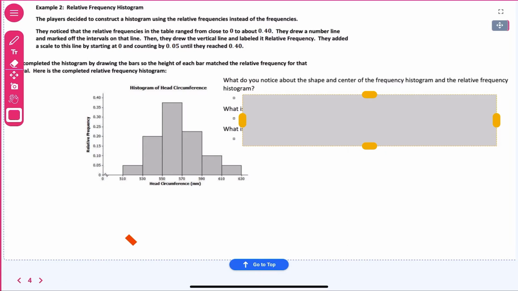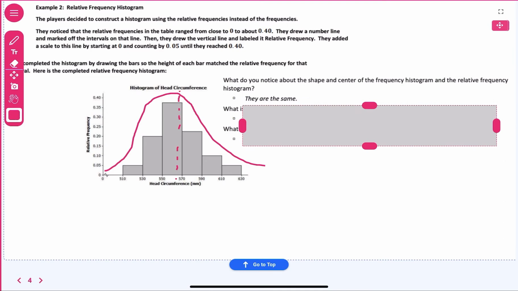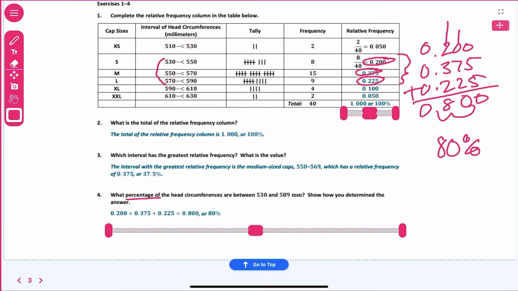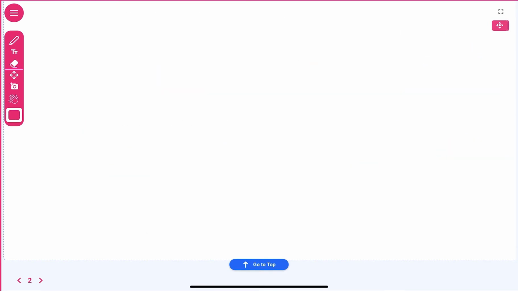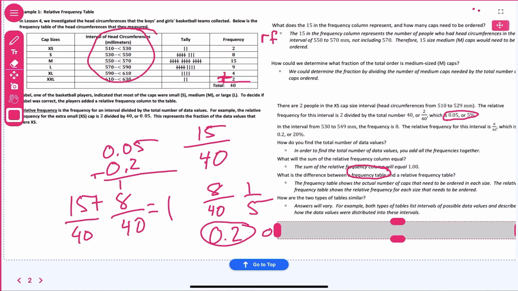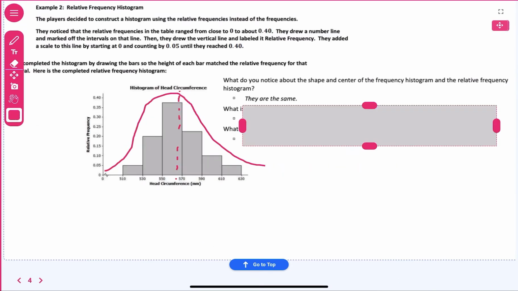Okay. So, the shape and the center. Well, I think it's easy to say that the center is somewhere around in here. And what is the shape? If we looked at that, we would say that they are about the same. We don't have the frequency histogram, we only have the relative frequency, but they're going to be the same.